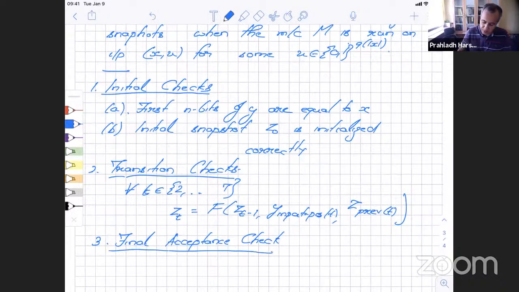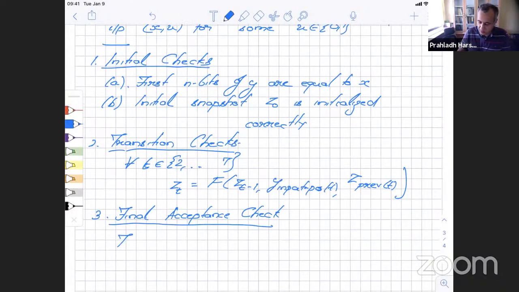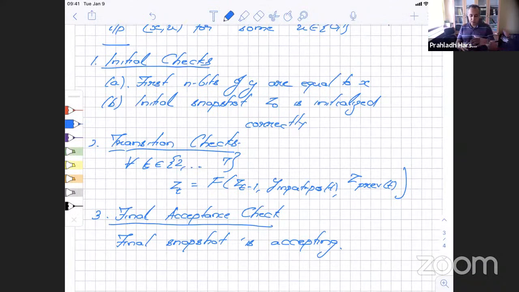That is the final state, the final snapshot is correct, is accepted. If you make all these checks, then you know that the machine M has accepted on input X and some U, has gone through a sequence of accepting steps and finally accepted it. This is what you need to know.